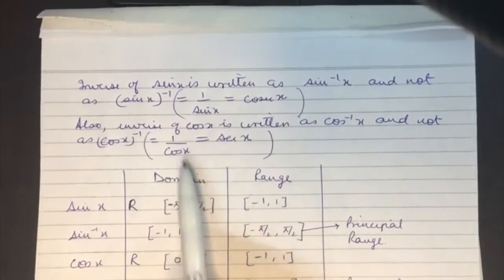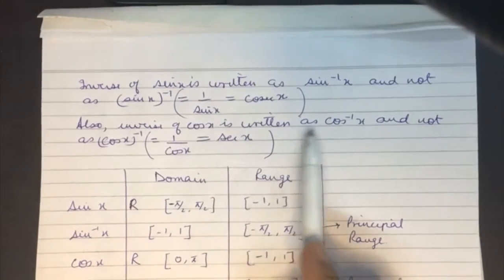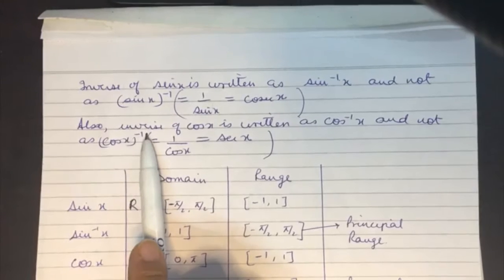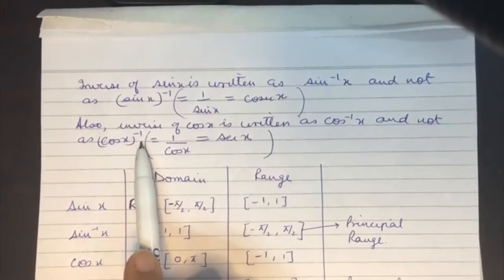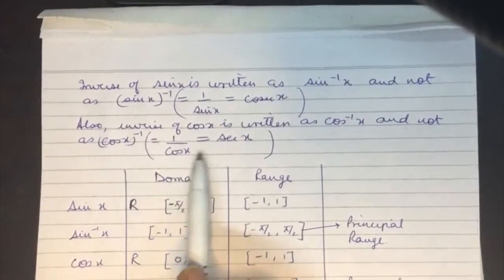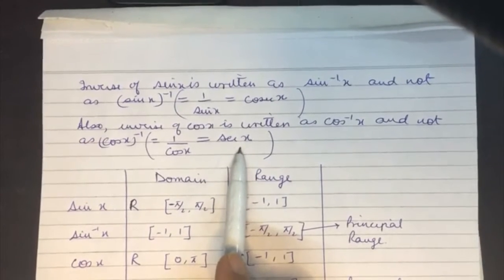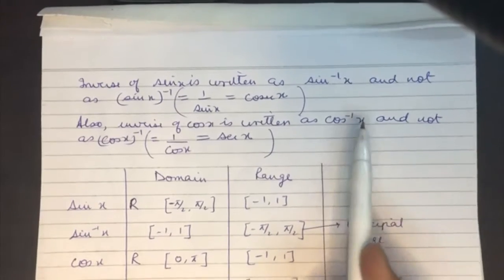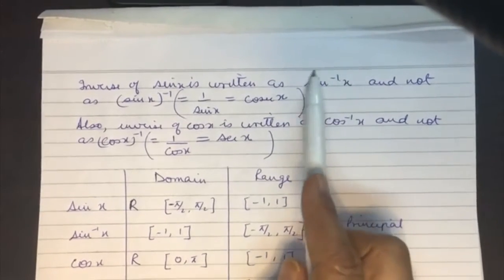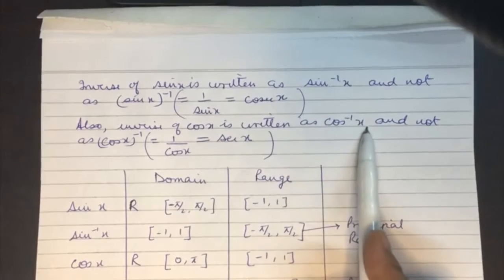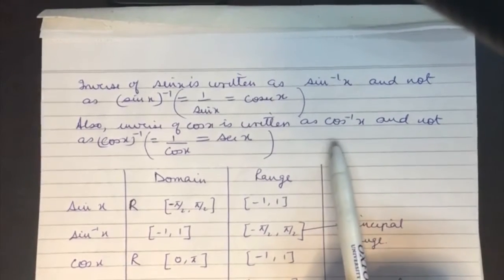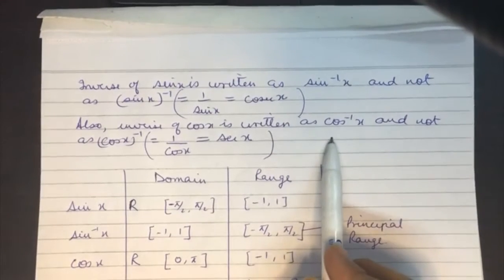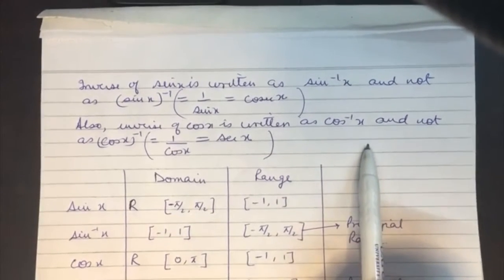In the same way, the inverse of cosine x is written as cos inverse x and not as cos x whole inverse, which again on the same lines means 1 upon cos x, which is sec x, and definitely sec x is not equal to cos inverse x. So, this is how we write sine inverse x or cos inverse x. In the same way we write tan inverse x, cot inverse x, cosec inverse x and sec inverse x.